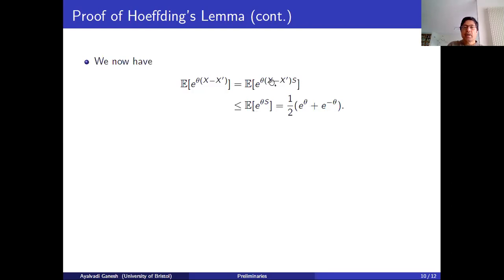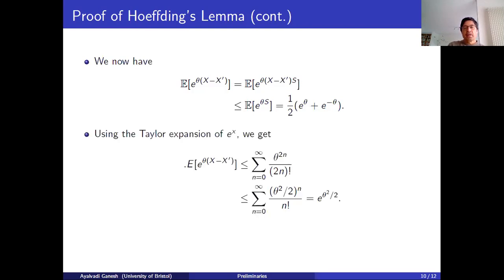Okay, so the key step is to bound the expectation of the random variable we are interested in, e to the theta (x minus x prime), by the expectation of e to the theta s. We didn't know the distribution of x minus x prime, but we do know the distribution of s, and this expectation is easy to calculate. S takes the value +1 with probability 1/2, which contributes e to the theta, and -1 with probability 1/2, which contributes e to the minus theta to the expectation.